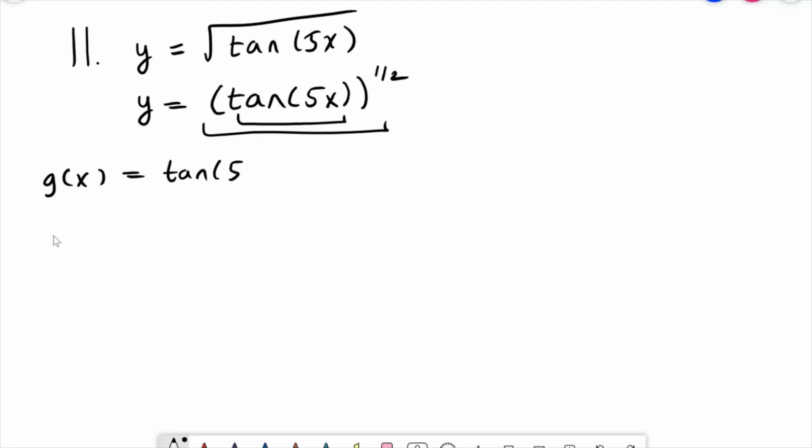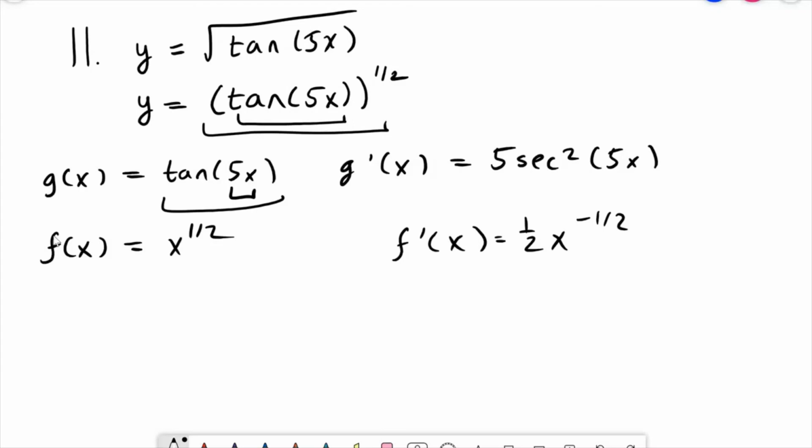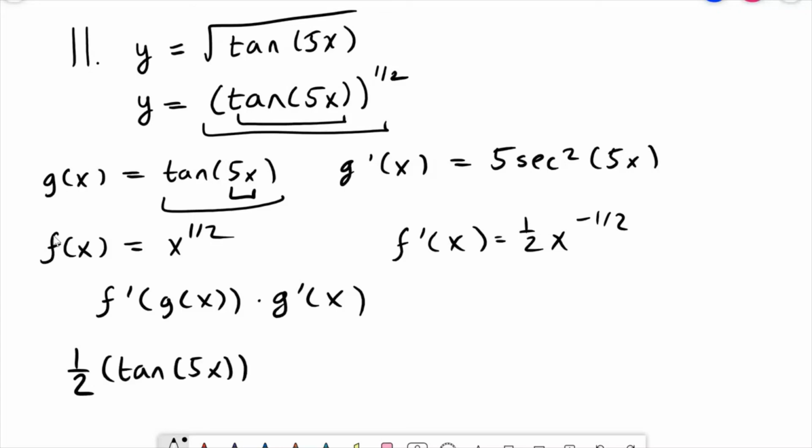If the inside is tangent of 5x, that means for the derivative of the inside, we will have to use a chain rule for this one, but it's actually a pretty simple one. The inside is 5x, so the derivative of the inside is 5, and then I'll find the derivative of the outside. It's secant squared of 5x, keep the same inside. The outside is x to the 1/2, so the derivative is 1/2 x to the negative 1/2. So the derivative in all is 1/2, keep the inside the same, so tangent of 5x to the negative 1/2, can't forget that one, and then multiply by 5 secant squared of 5x, and that's the answer.